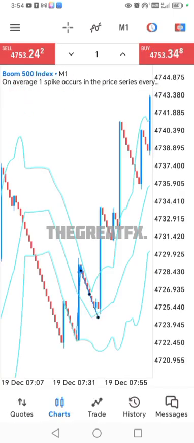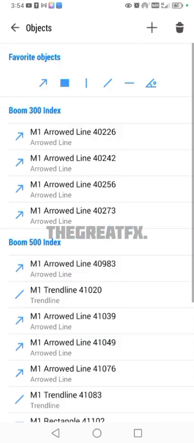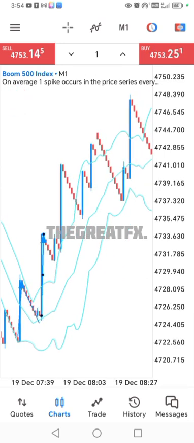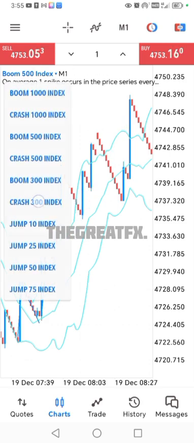And then what you would have done is that you would have just bought right here. Right after buying, you can see you got your beautiful spike. I don't know if you would be brave enough to hold, you would have been in deep profits. You see? So let's go to Crash.